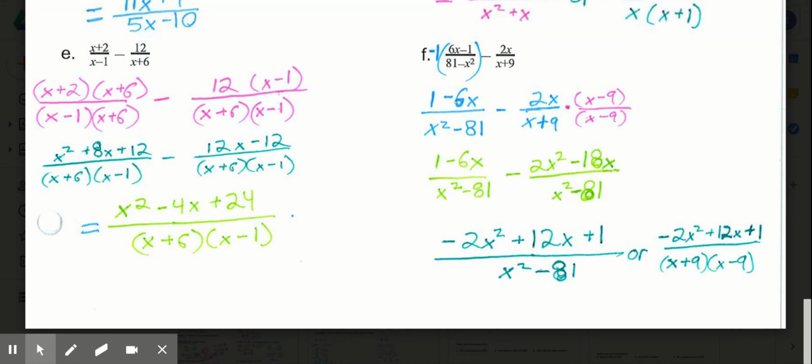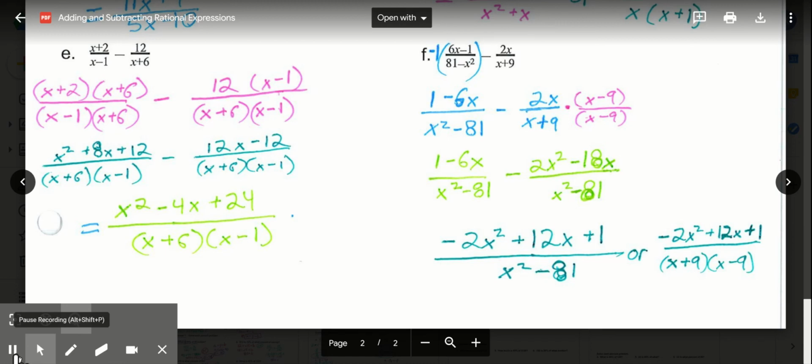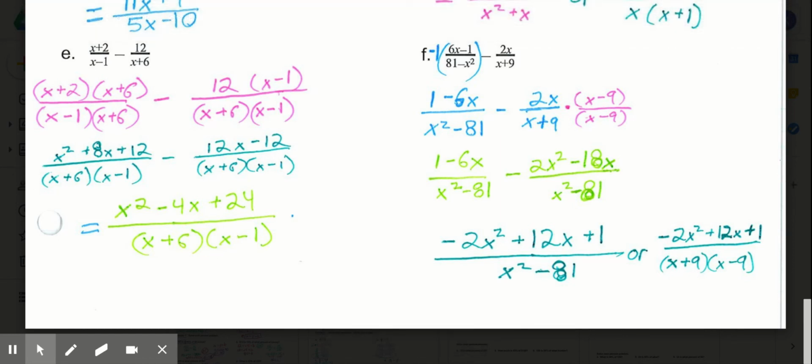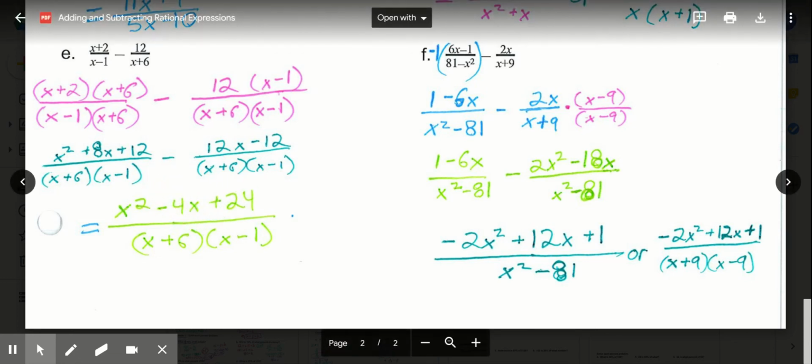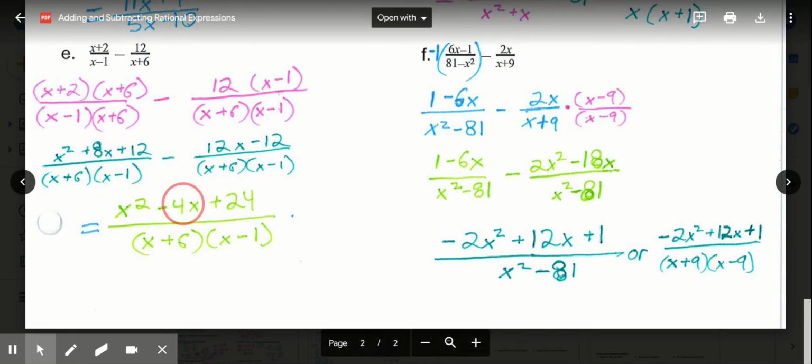Now, what we want to think about in this case is if we could factor the top to anything that would be divisible by the bottom. Now, in this case, a positive 24 and a minus 4x, if I'm thinking about like 6 times 4 is 24, the difference doesn't work to give me negative 4. 8 times 3, still not a difference of negative 4. So I cannot cleanly factor the top. So this is my final answer.